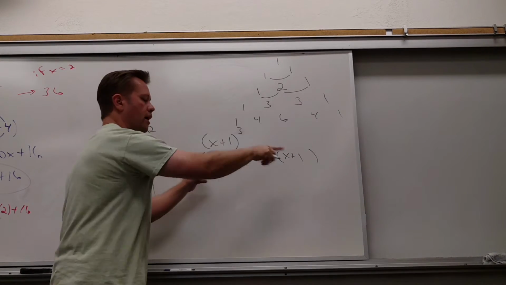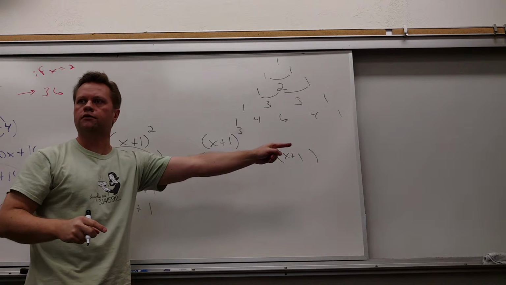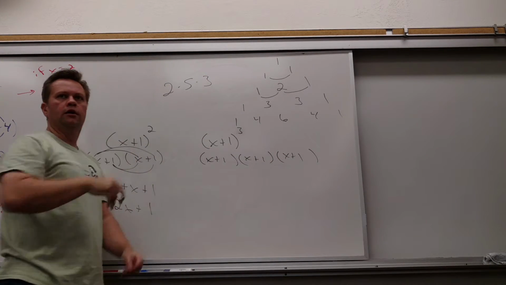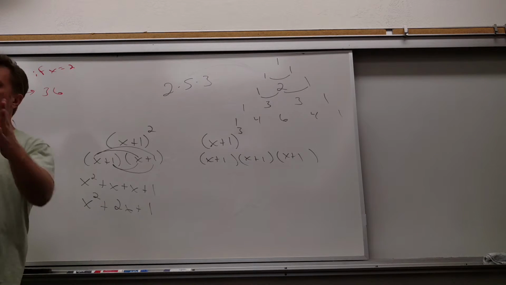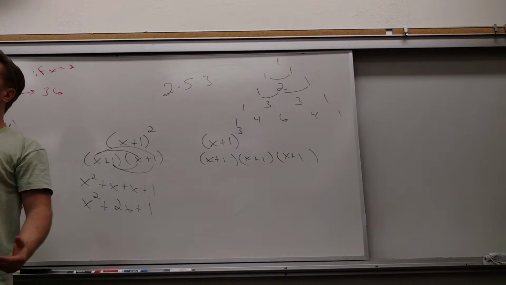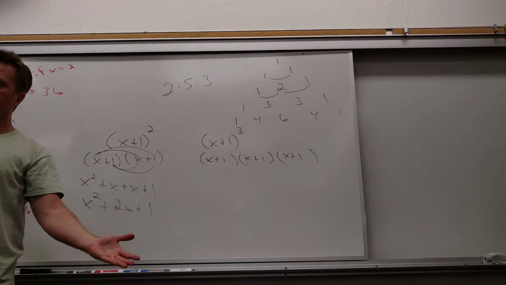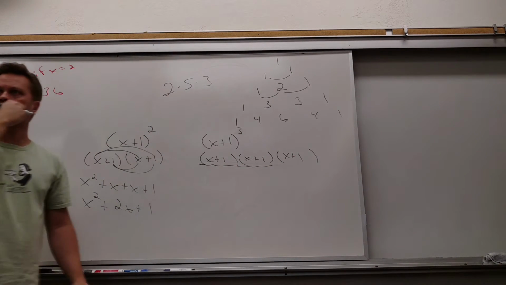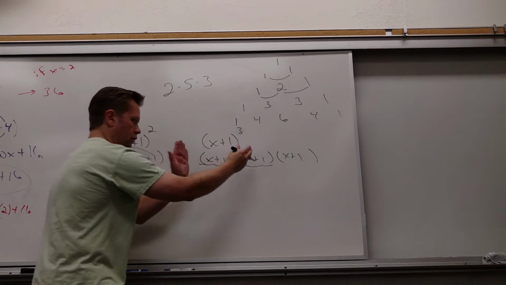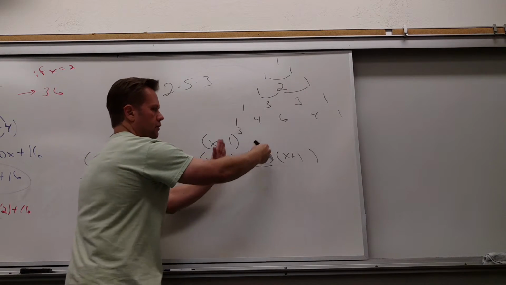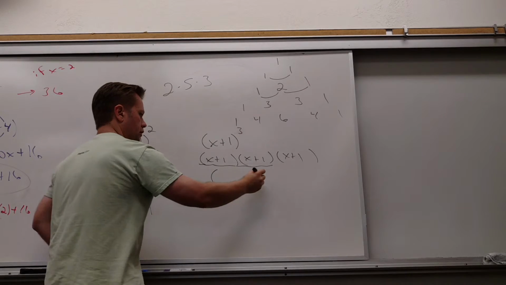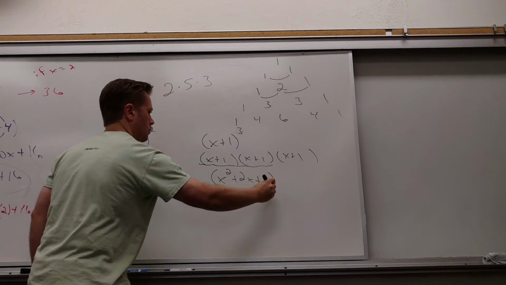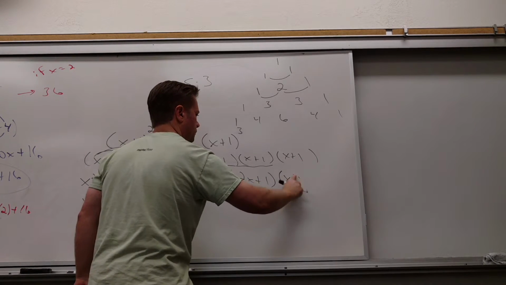And real quick, there's no way you can do all 3 of these at once. If I said, what's 2 times 5 times 3, you cannot just get them all. You do 2 times 5, and then times 3. So when you have this kind of problem, you do this. I do this, and the result I multiply by that. So what do I get here? X squared plus 2x plus 1. Now I'm going to multiply by that.